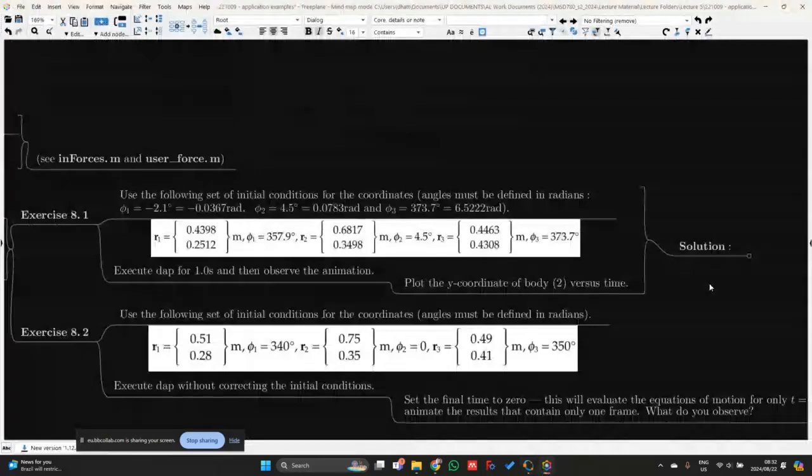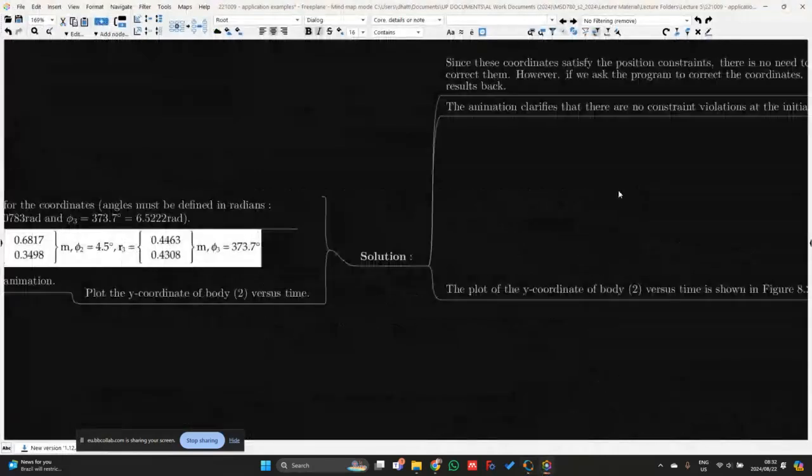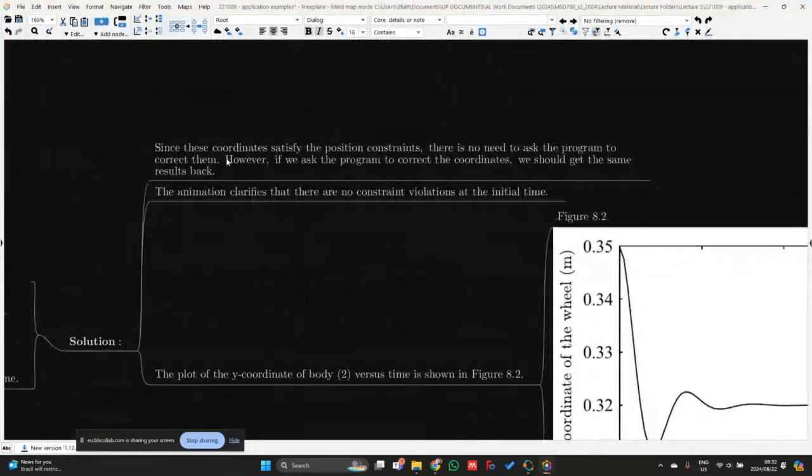Okay, so if we then go to the solution, we can also just check it over here. Since these coordinates satisfy the position constraints, there is no need to ask the program to correct them, but we still do just for good practice. However, if we ask the program to correct the coordinates, we still get the same results back, perhaps just with a few more digits, so more accuracy in our solution. The animation then also clarifies that there are no constraint violations at the initial time.